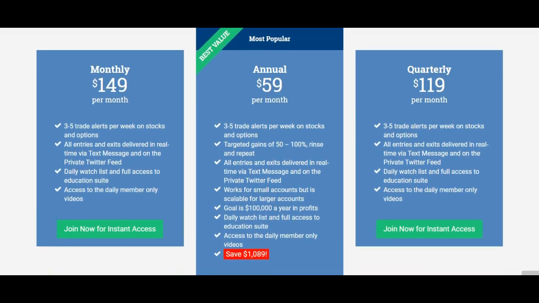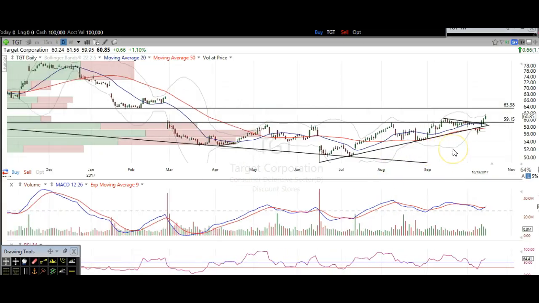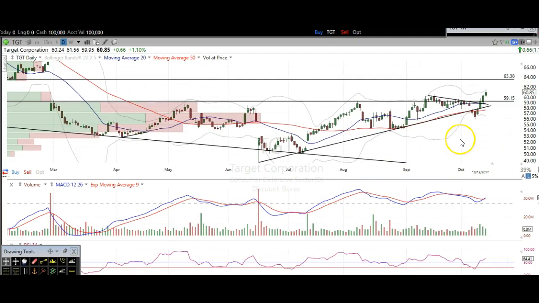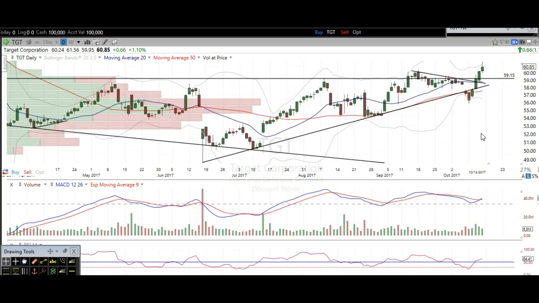Alright, so let's take a look at these charts here. I'm going to start off with Target. Target is one that we've liked for a long here based off of the false breakdown that we saw. So what makes it a false breakdown?